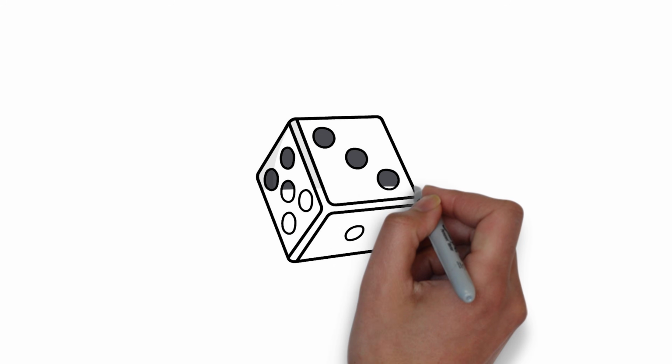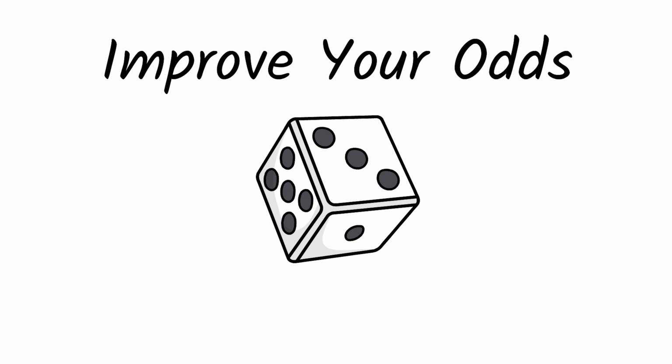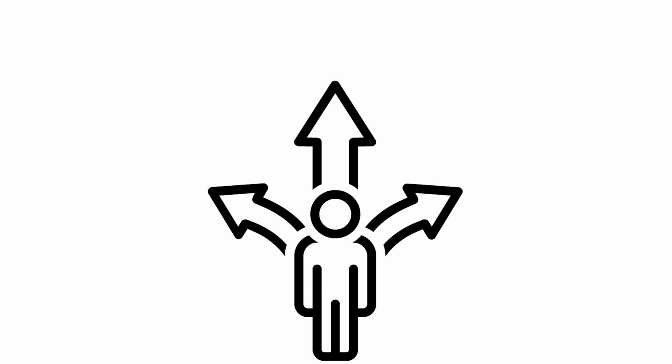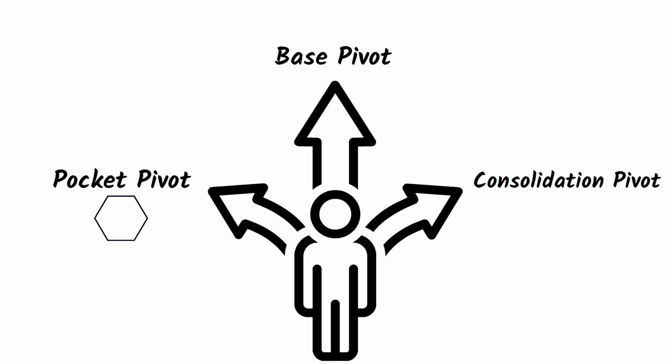Here's how to improve your odds of a successful trade, the 3 steps to using pivot points. First, what is a pivot point? The term pivot gets thrown around a lot in the trading world. Pocket pivot, base pivot, consolidation pivot, all these refer to slightly different uses of the term.